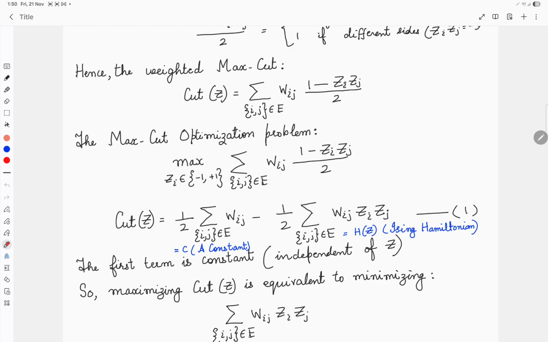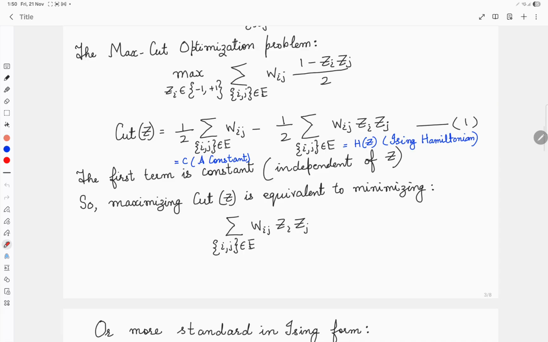So my cut Z will be, let us use this expression, not the optimized expression, but the other expression which gives me the weight of every cut. So cut Z will be equal to, let us expand this expression, summation of Wij by 2, and the second term will be Wij multiplied by Zi and Zj, like this. So this is a constant term.